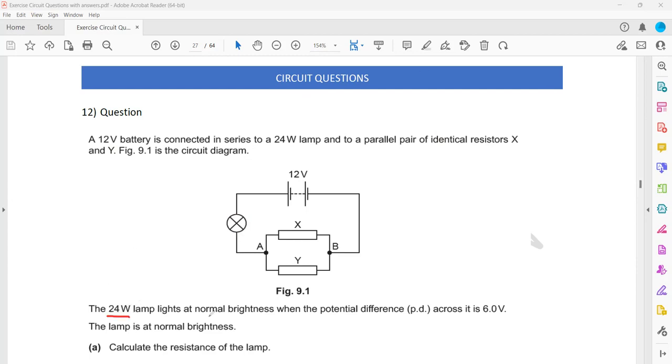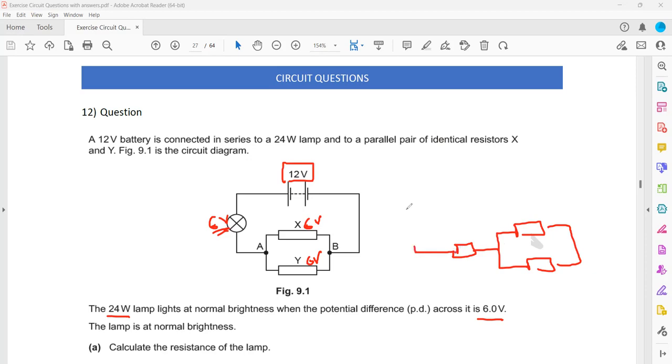In the question, the 24-watt lamp at normal brightness has a potential of 6. If this has 6 volt, how much voltage will there be across the rest? Out of 12 total, 6 is across the lamp. So 6 here and 6 here. Why? Because this circuit is a combination of series and parallel. It's like two resistors connected in parallel, and there's another resistor before them, or it can be after, which does not make a difference to the result.